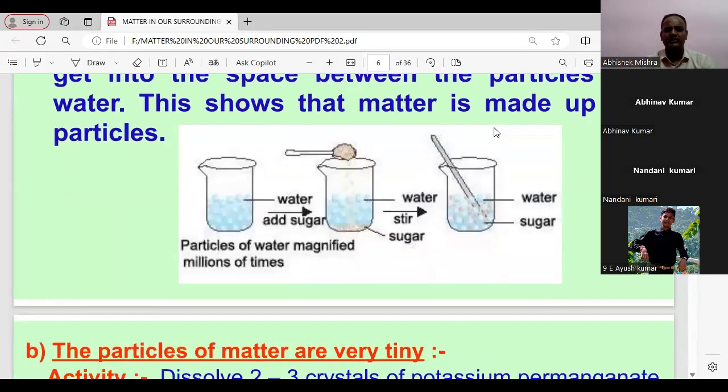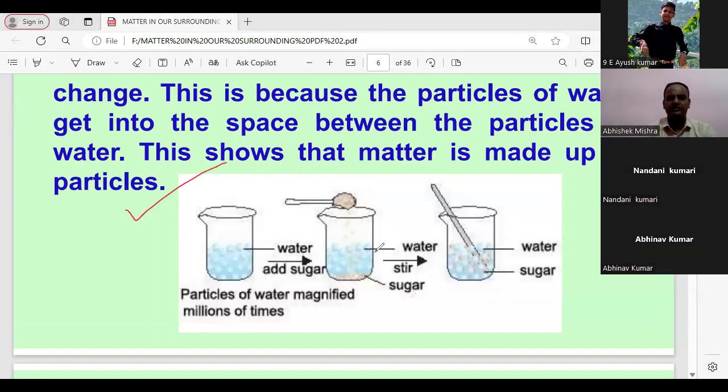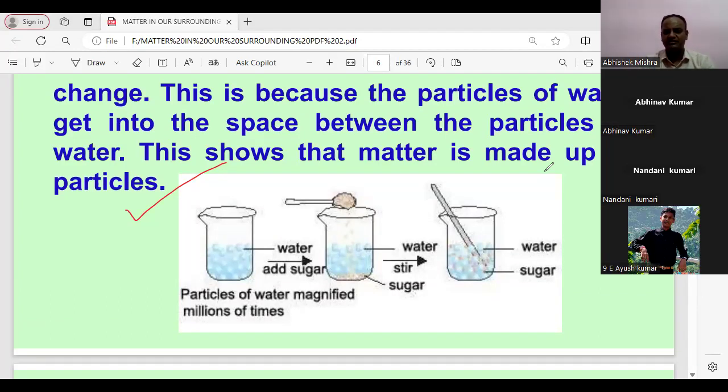Can anyone discuss what is the activity shown in this figure? Just now we have discussed. What is the activity? Can anyone say? Yes, Ayush is very active, extremely active in the class. Okay, Ayush, unmute yourself.